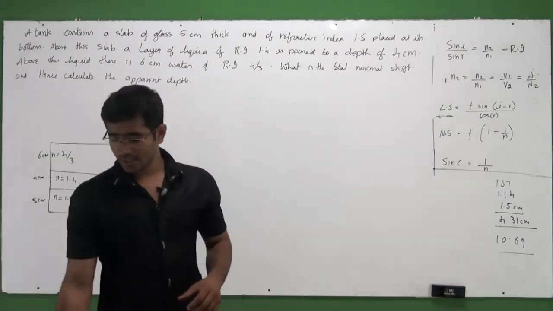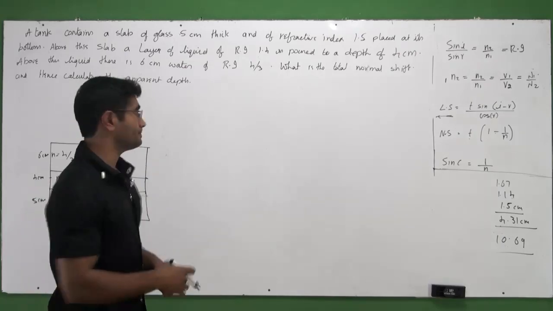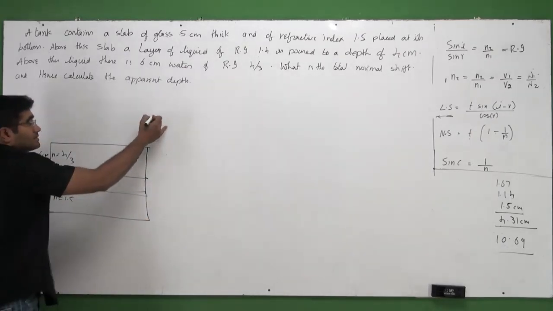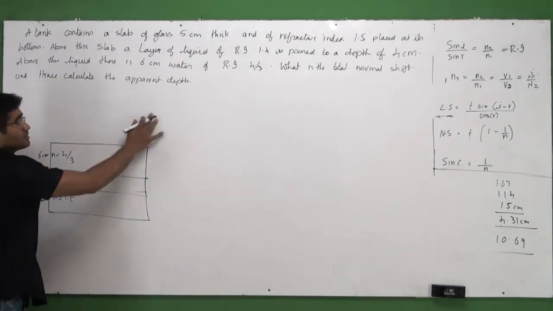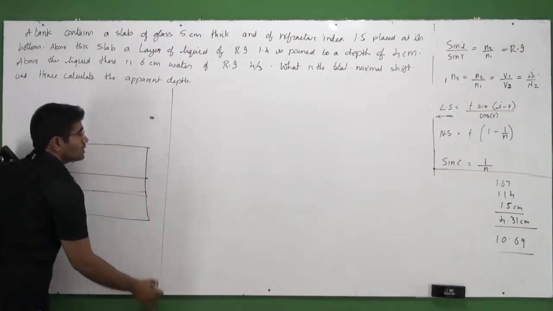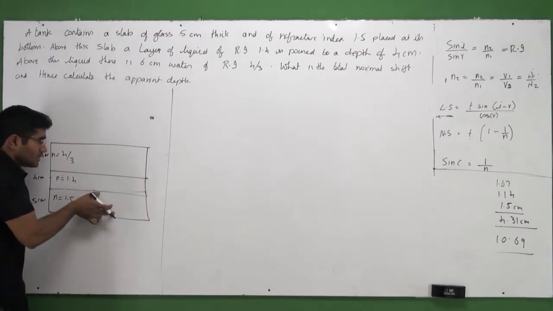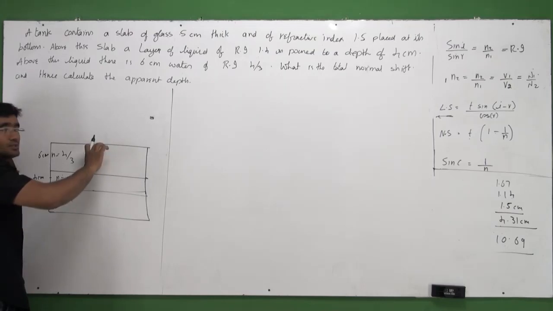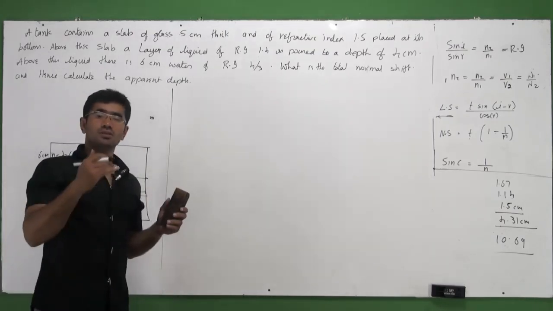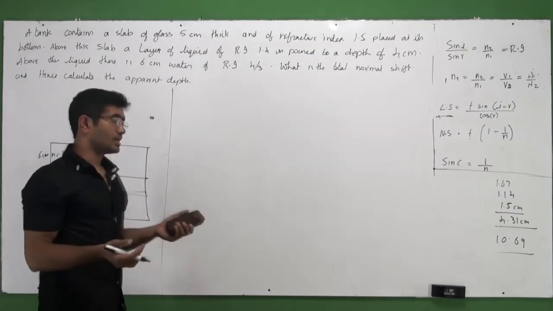Now we understand this. Normal shift does not depend on the angle from which I see. It doesn't really matter from where I see. The only thing that matters is what is the shift in this layer, what is the shift in this layer, and what is the shift in this layer. If I calculate the shift in all three layers and add it up, I get the total shift.